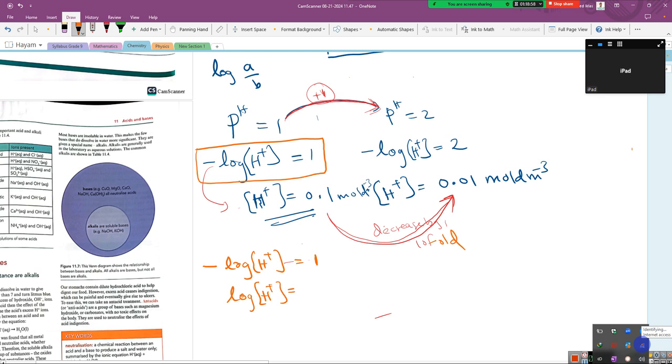Yeah, I can. Okay, so now what I have done is I have just multiplied the entire expression by minus. So what will I get? Log H plus is equal to negative 1. Did you understand this?